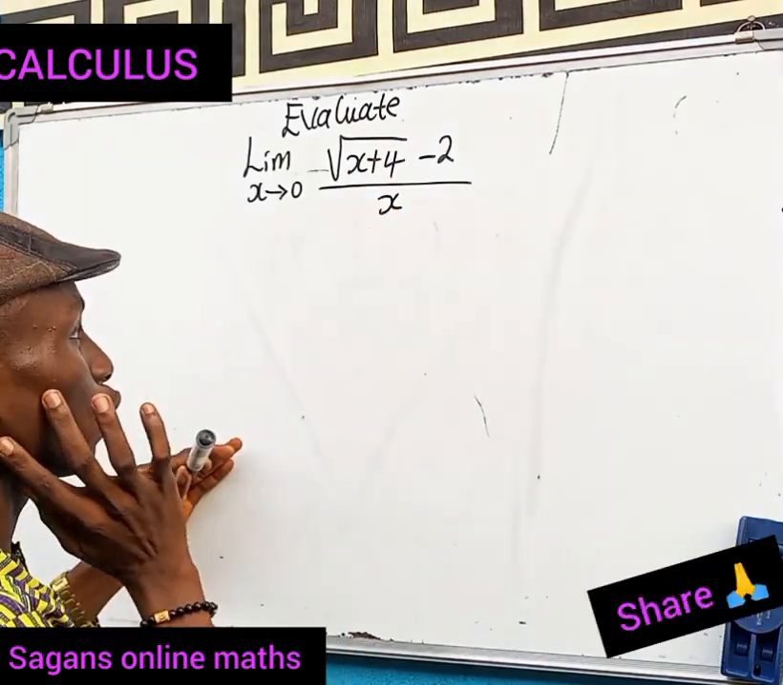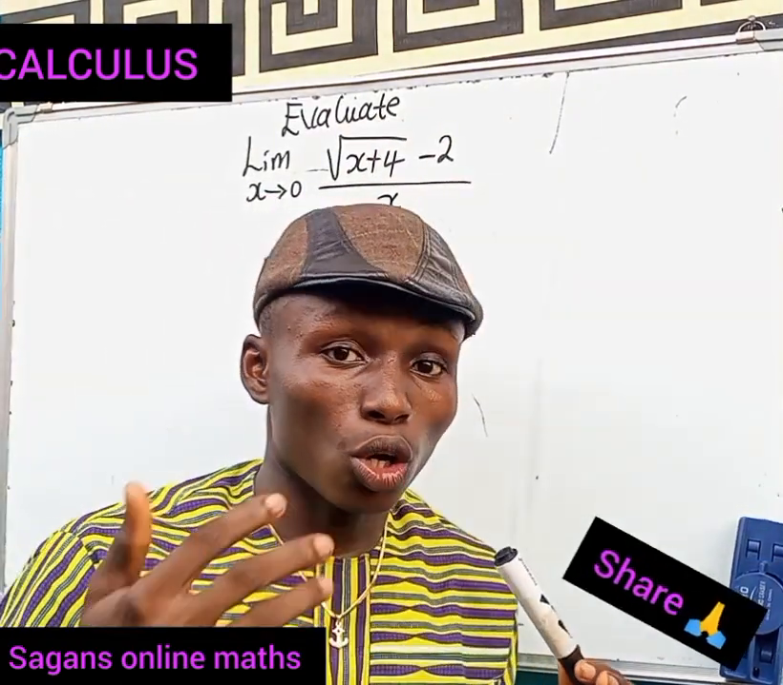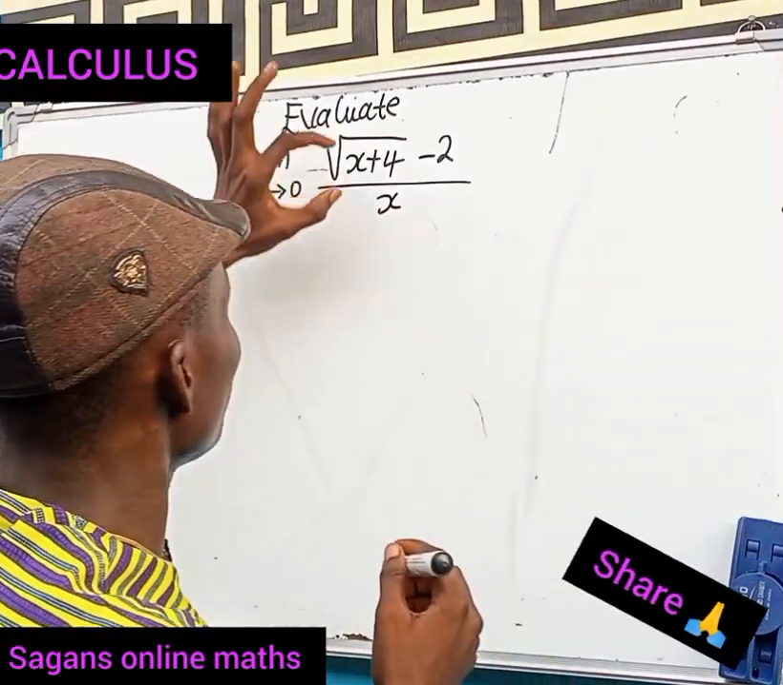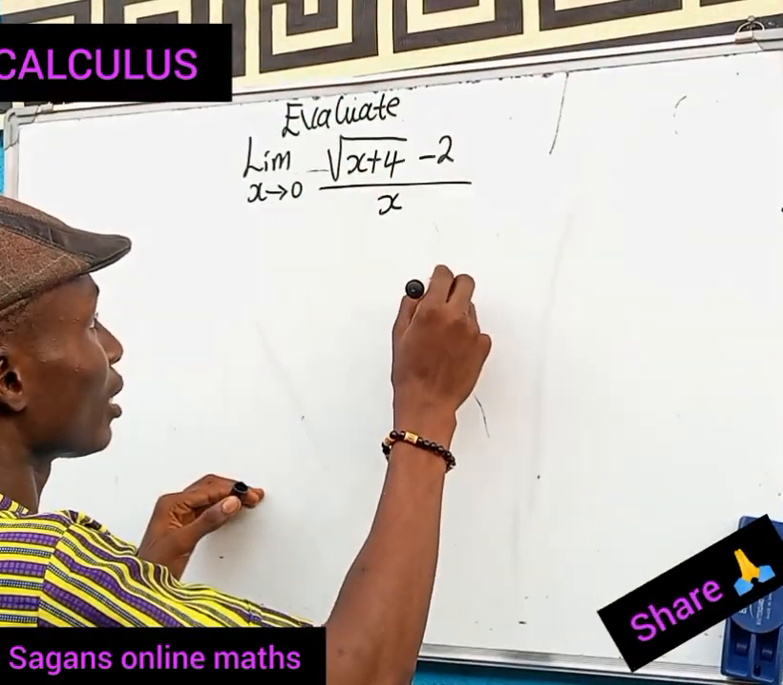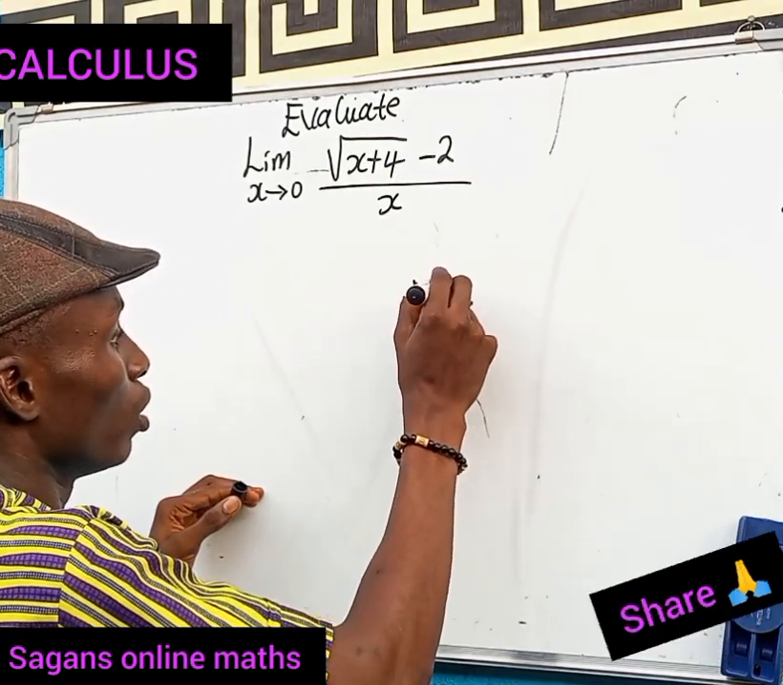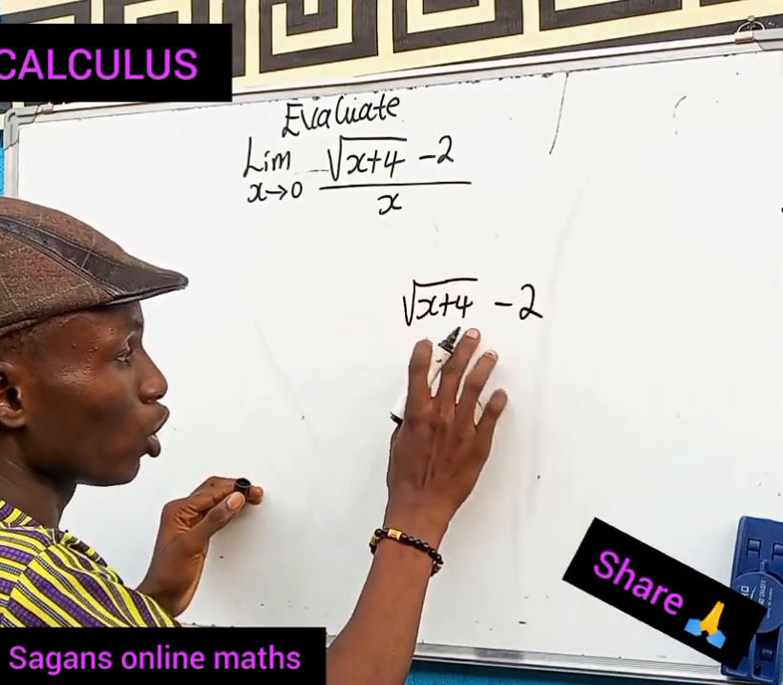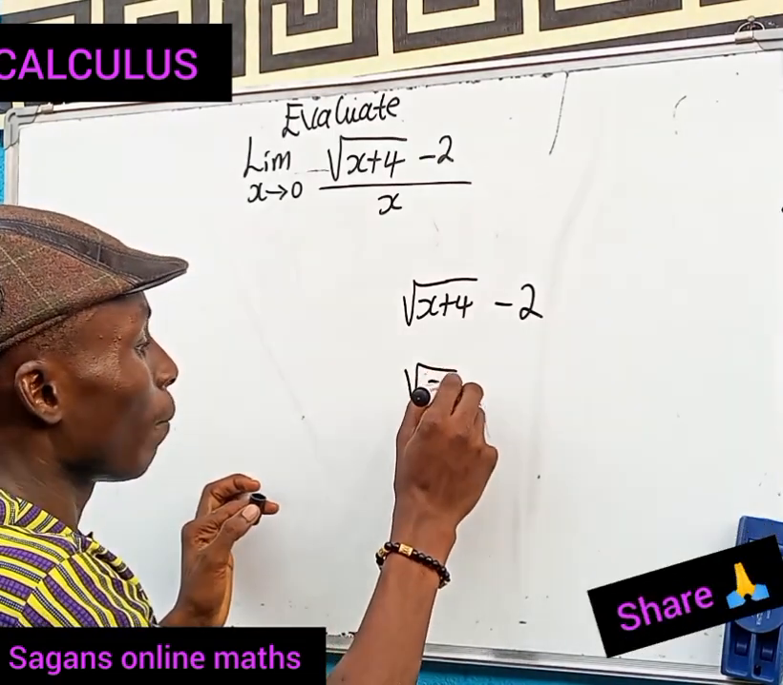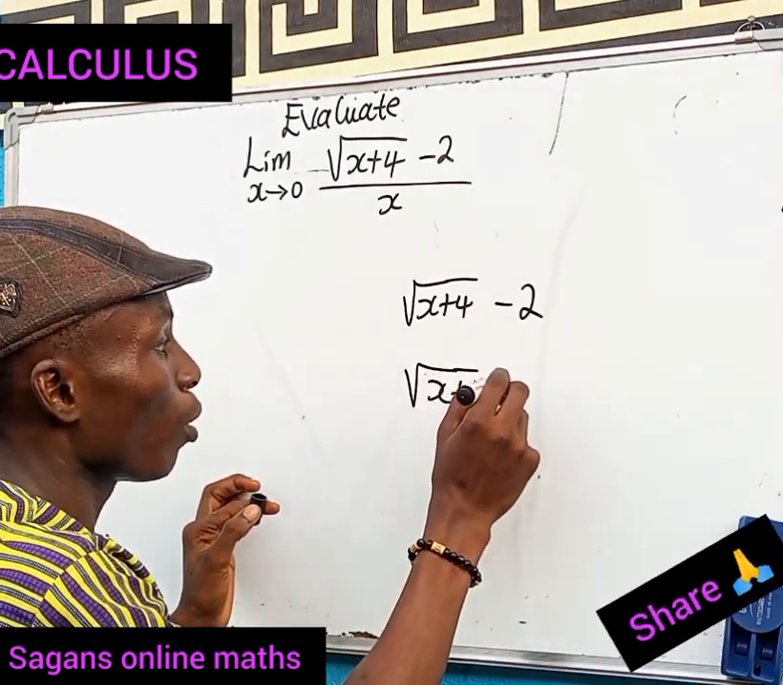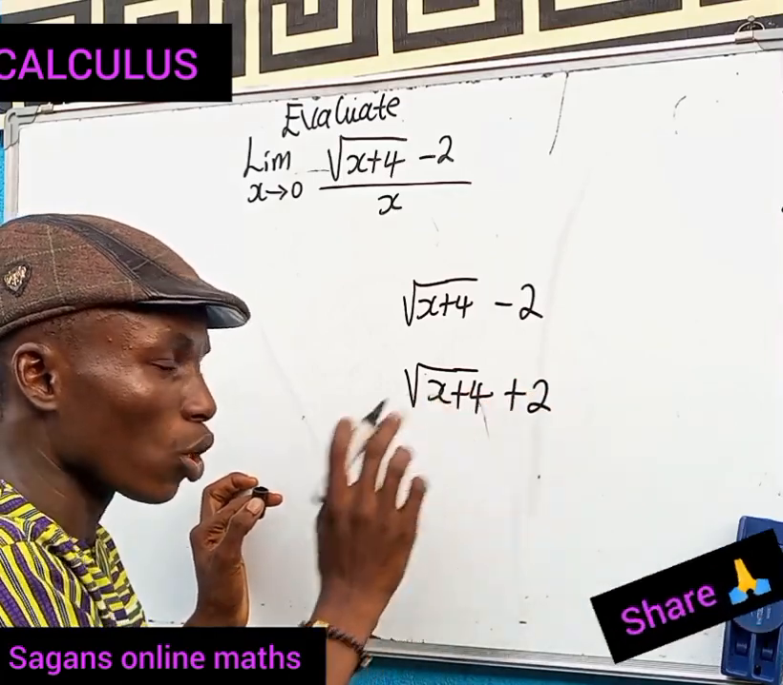What you are going to do is use what you learned about conjugates. So if this is the expression, root x plus 4 minus 2, what is the conjugate of this? The conjugate of this is root x plus 4 plus 2. This is the conjugate.